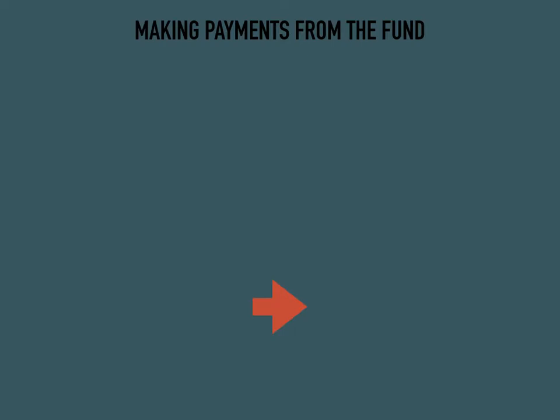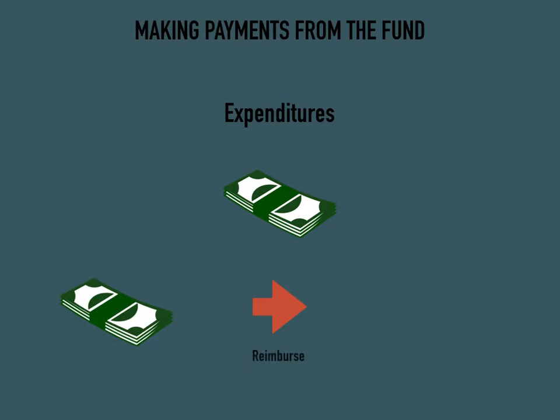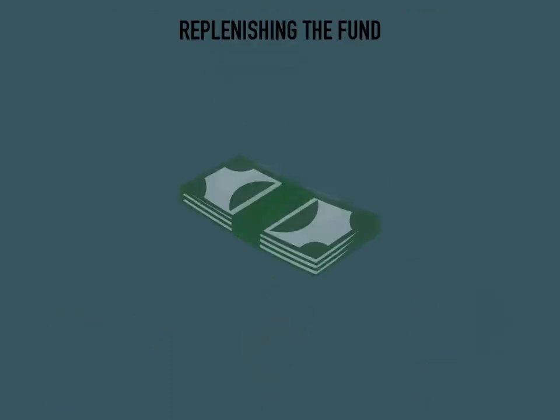Making payments from the fund. The cash in the petty cash fund is used to pay for qualifying expenditures. Payments are made usually in two ways. Cash can be taken directly from the fund to make a payment, or employees can seek reimbursement from the fund for payments they made personally.